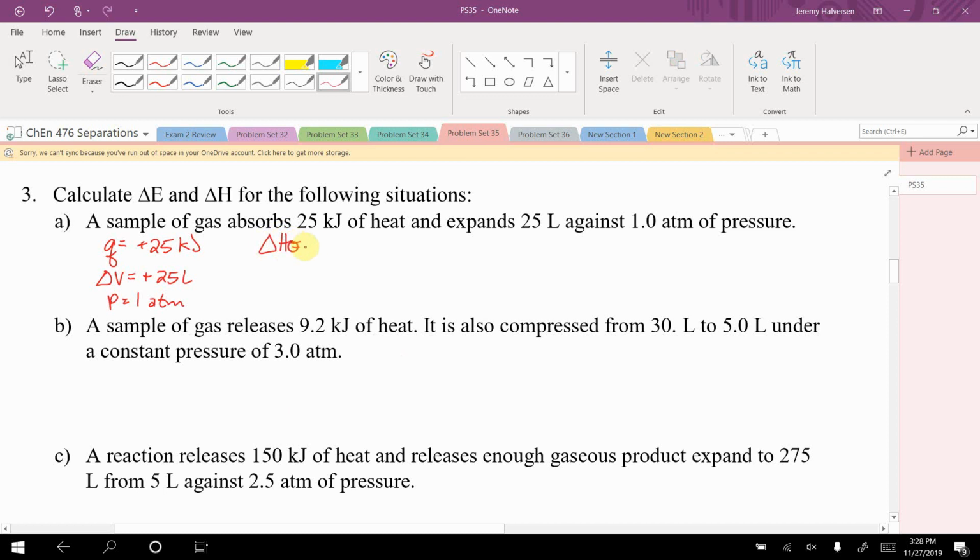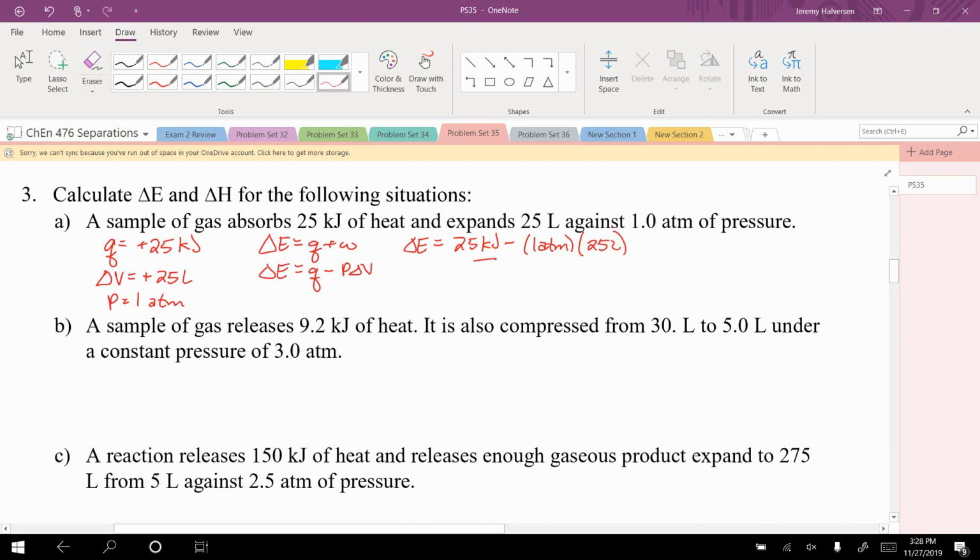We know delta H equals Q, and change in energy equals Q plus W. This again is back on problem set 32, we did some of this, which is the same as Q minus P delta V. Do we have all those values? Absolutely. Q, P, delta V. So delta E is going to equal 25 kilojoules minus 1 atmosphere times 25 liters. Okay, hopefully you recognize right now there's a problem here.